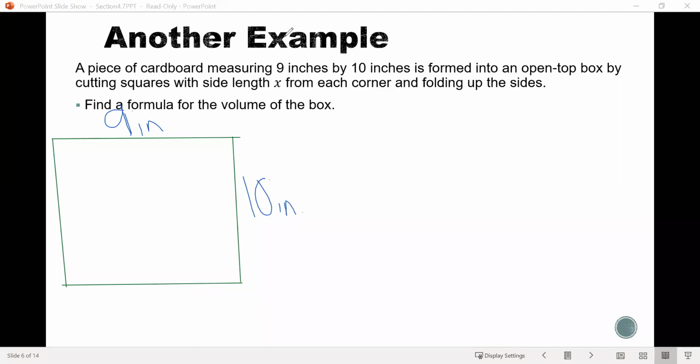And we're going to form a box with this by cutting squares with side length x from each corner and folding up the sides. So maybe you've seen this before. It's a common thing to create a box or an open top box from a rectangular piece of cardboard or something. So we can cut out corners here like this.